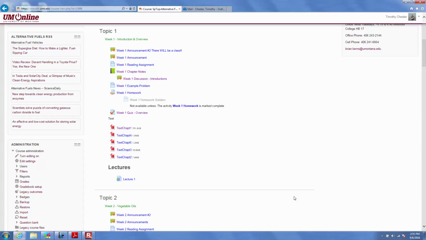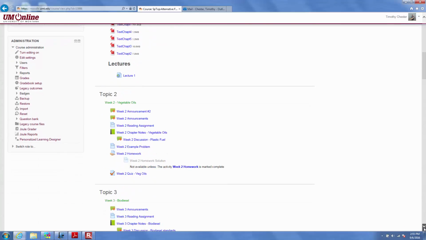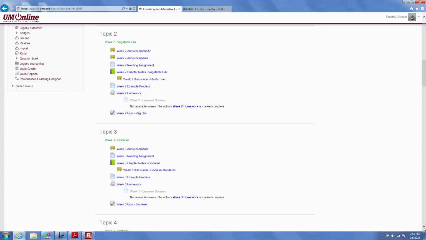Now, being into week 2, in week 1 we talked about alternative fuels in general and more about the history of how we got into our carbon-based fossil fuel usage. So week 2, topic 2, we're going to jump right into vegetable oils as one of the alternative fuels that we're looking at, and how we can use that and how that integrates with the system that we have today.